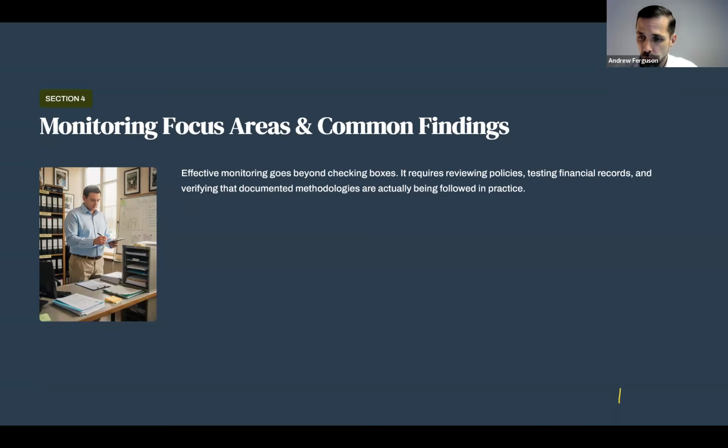So part of the role of the monitor, part of the role of any other external auditor, whoever's coming in, is to make sure that what's written down as a policy and procedure, within whatever the scope of the review or monitoring is, is actually being followed in the day-to-day operations of the organization.